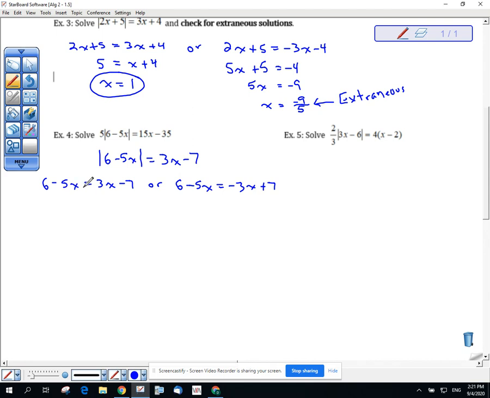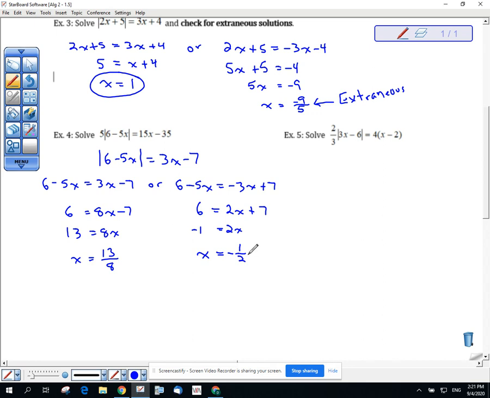Solving, I think we would add 5x to both sides here, so 6 equals 8x minus 7. Add 7 to both sides, 13 equals 8x. Divide both sides by 8, you're going to have 13 eighths. X equals 13 eighths. We think that's a solution. On the other side, go ahead and add 5x to both sides. Subtract 7. And divide by 2. That's going to be negative 1/2. We think we have another solution that is x equals negative 1/2.